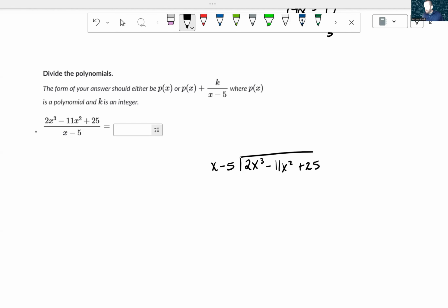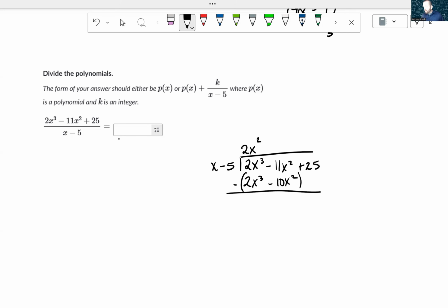Okay. So now we're going to say how many x minus 5s go into these first two terms? And really, we just look at these first two terms. That tells us our answer. So x times 2x squared equals 2x cubed. So now we multiply that and that. So 2x squared times x is 2x cubed. 2x squared times negative 5 is minus 10x squared.